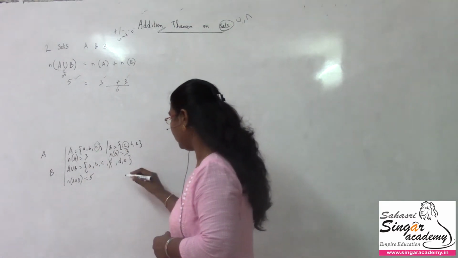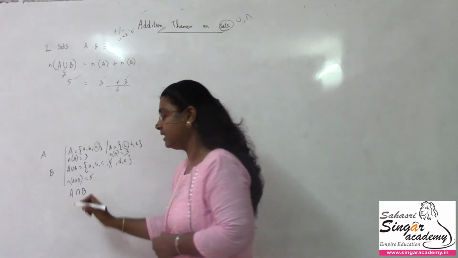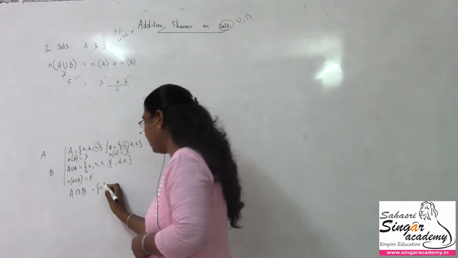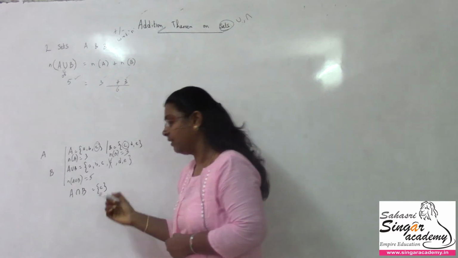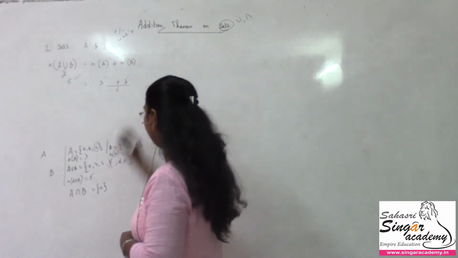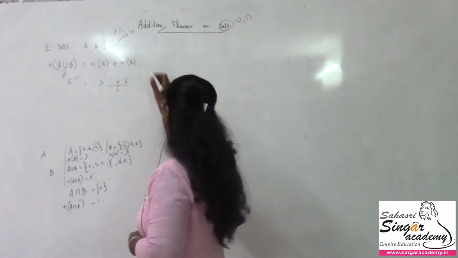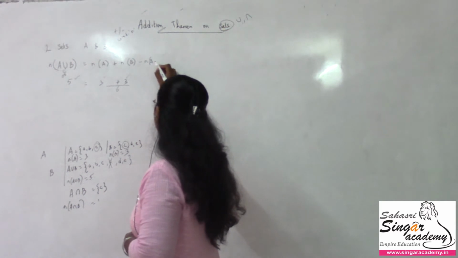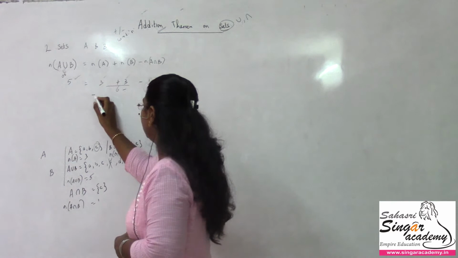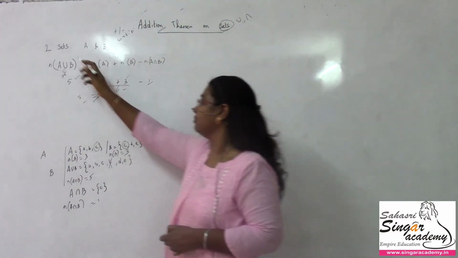When it is present both in A and B, we say this as A intersection B, which is the singleton C. Because of this common element between A and B, we are not repeating again and again here. So I have to reduce this element, n of A intersection B, that is 1. So I have to reduce it, n of A intersection B, which is 1. So if I match, 6 minus 1 is 5. Yes, it tallies. Right, this is with respect to two sets.